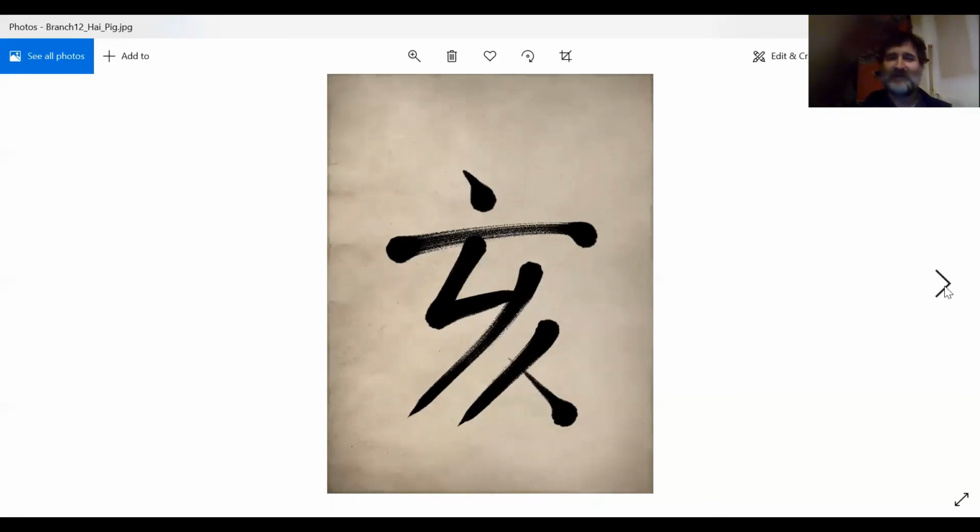Pig might overdo that. This kind of indulgence might swell. And it could be that we're just being fattened for the slaughter. So this is pig.